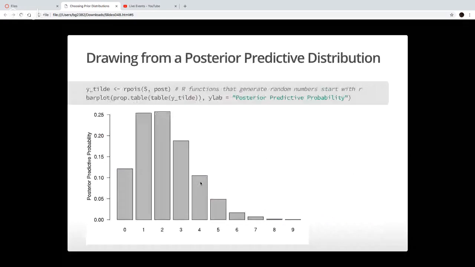Other questions about the posterior predictive distribution? Mark. How do we have a binomial distribution for non-negative? How do we have a Poisson?